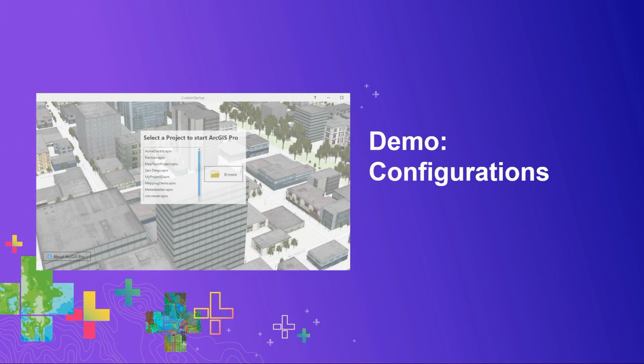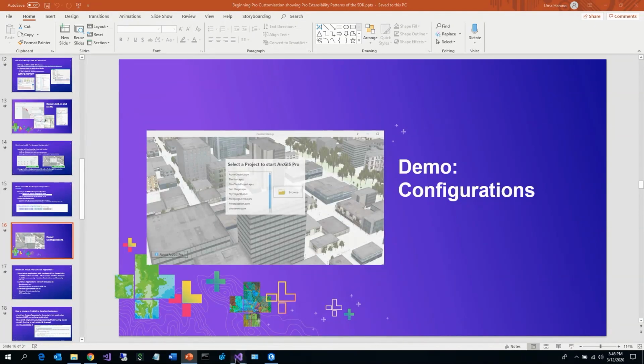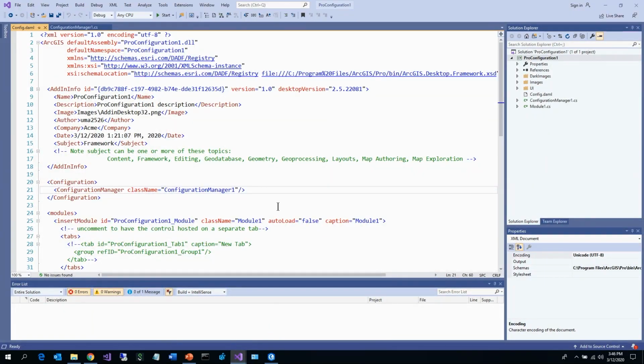So here in the configuration demo, I'm going to show you what you get out of the box with the managed configuration template, and then we're going to modify it further for our specific workflow. So here in Visual Studio, I have a configuration project that I created with the SDK. I've made no changes to it.